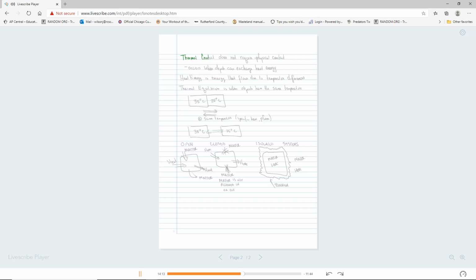Now, thermal contact does not require physical contact. It occurs when objects can exchange heat energy.